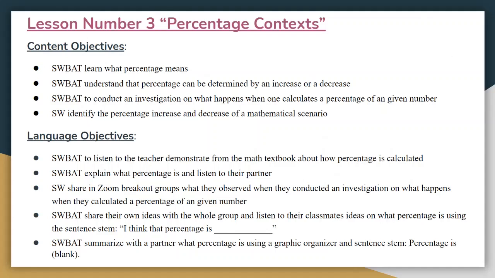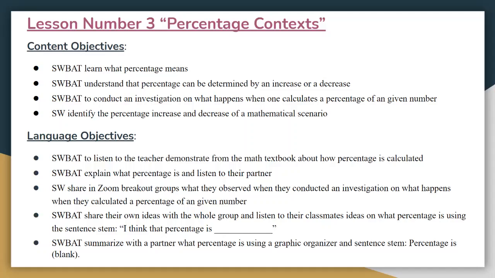Language objectives for lesson number 3, percentage contexts, are: students will be able to listen to the teacher demonstrate from the math book about how percentage is calculated. Students will be able to explain what percentage is and listen to their partner. Students will share in Zoom breakout rooms what they observed when they conducted an investigation on what happens when they calculated a percentage of a given number.